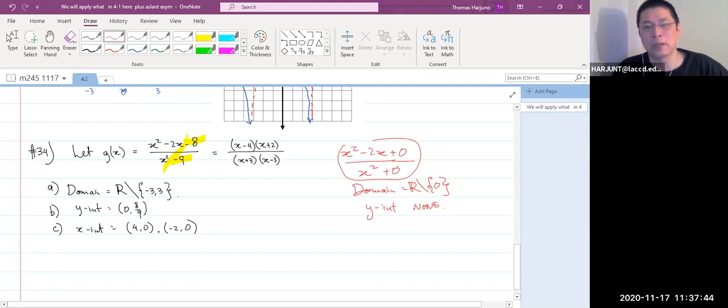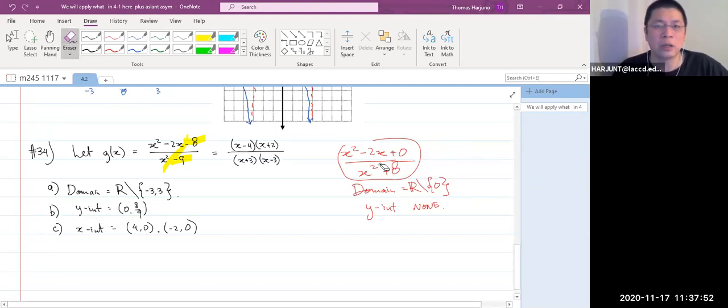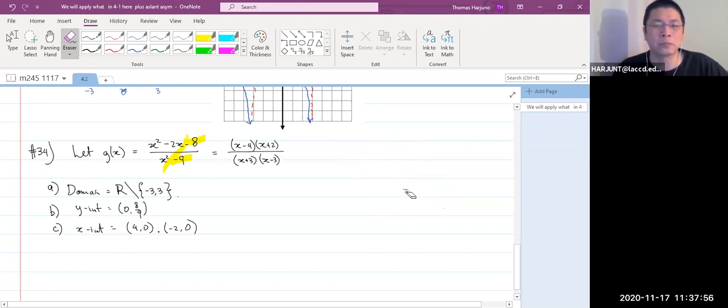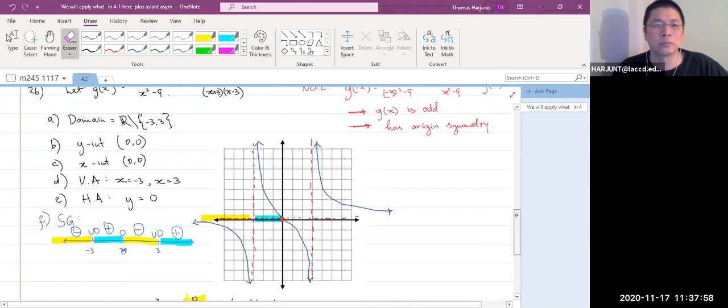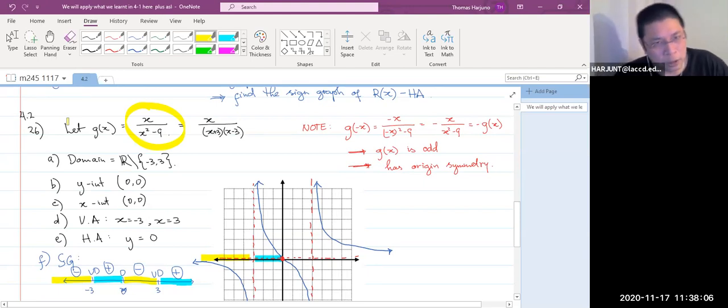But if you have, let's say, 0 over 8, then the y-intercept is (0, 0). By the way, that's what we did in the previous question. Let's look back a little bit. Yeah, that's what happened here. What happens if you don't have a constant? Well, you simply don't see it, but it doesn't mean it's not there.